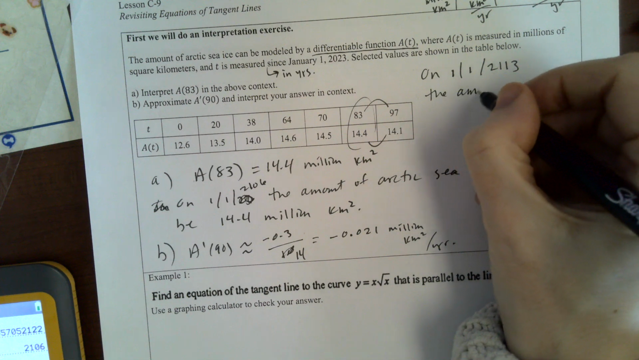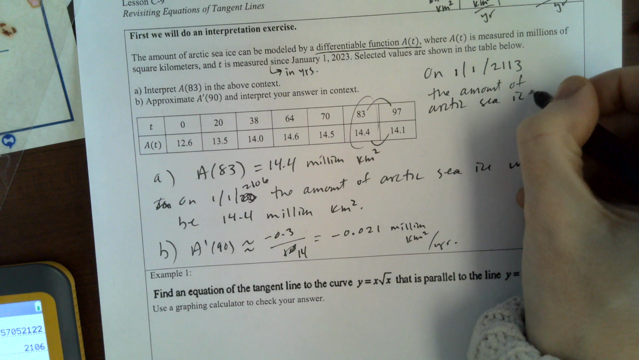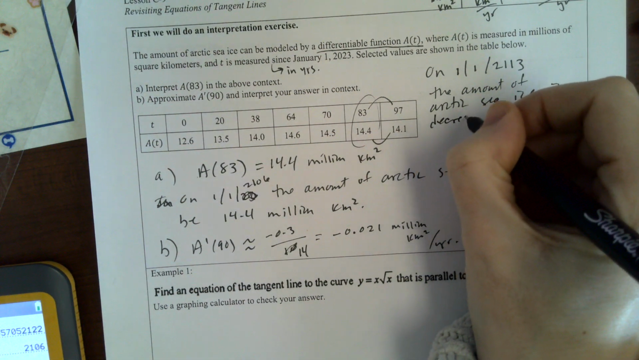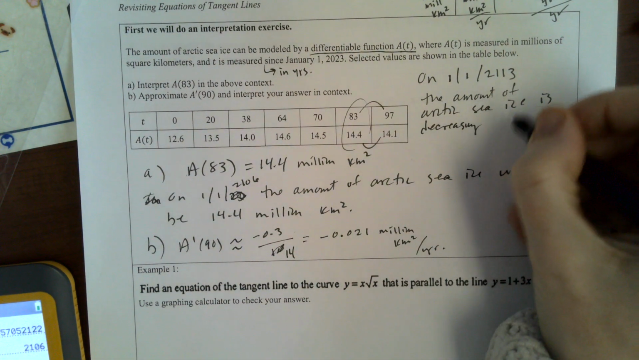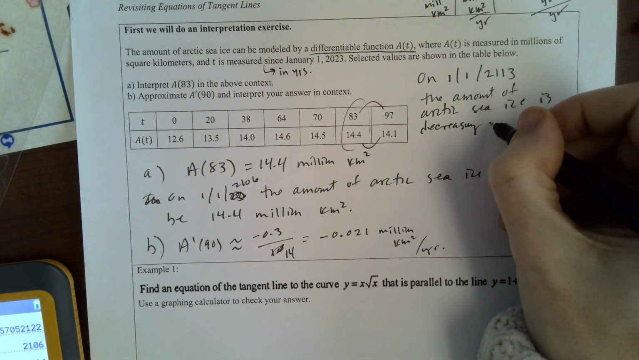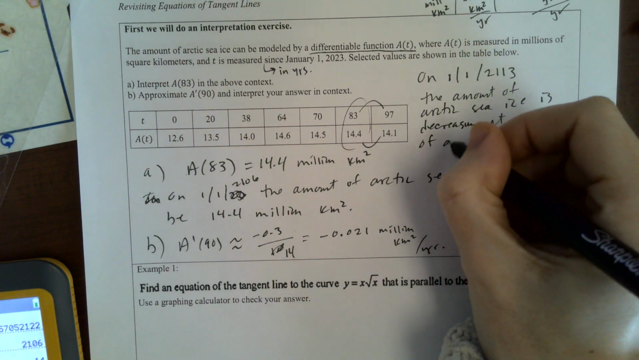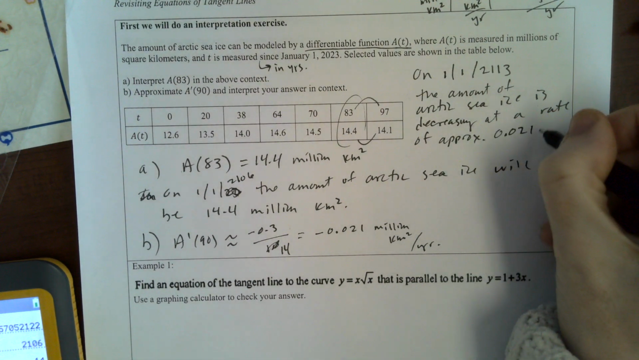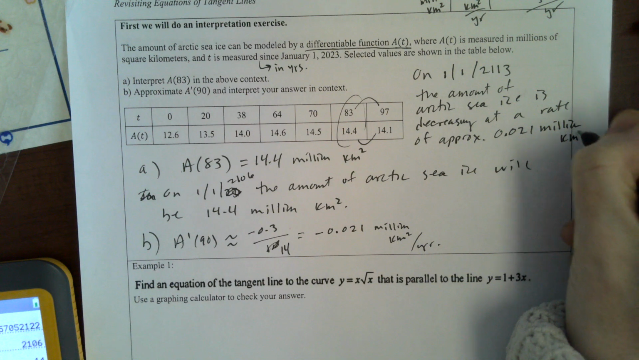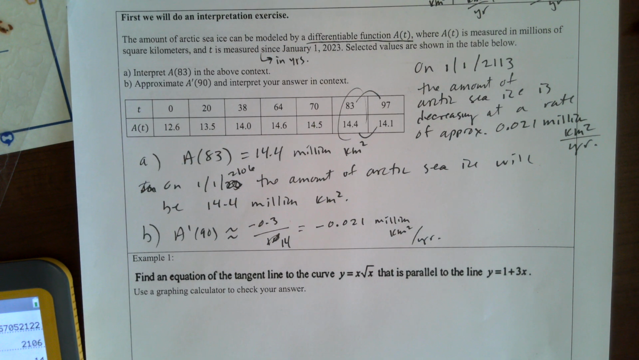the amount of Arctic sea ice is decreasing. You could say melting instead of decreasing, but it is decreasing at a rate of approximately 0.021 million square kilometers per year. Okay, guys, all right, let's move on.